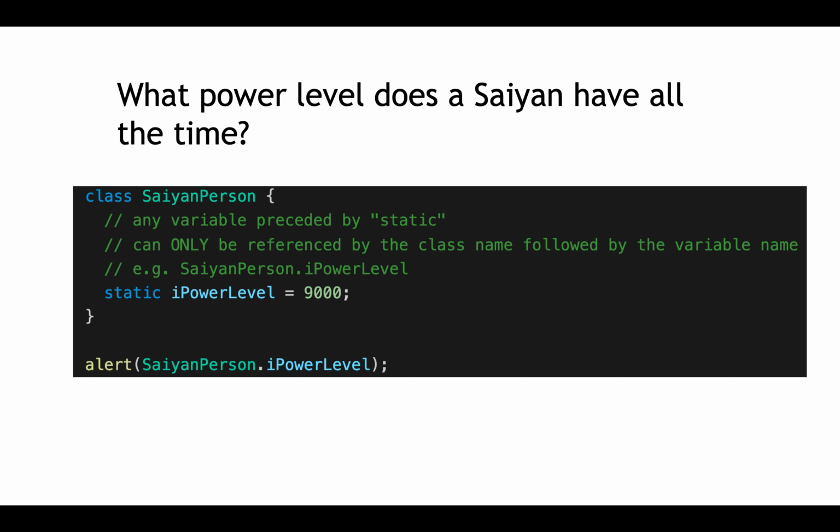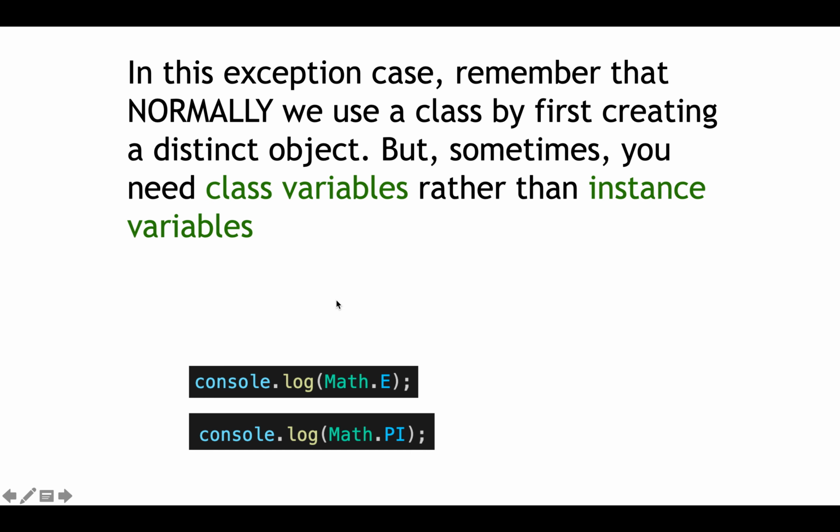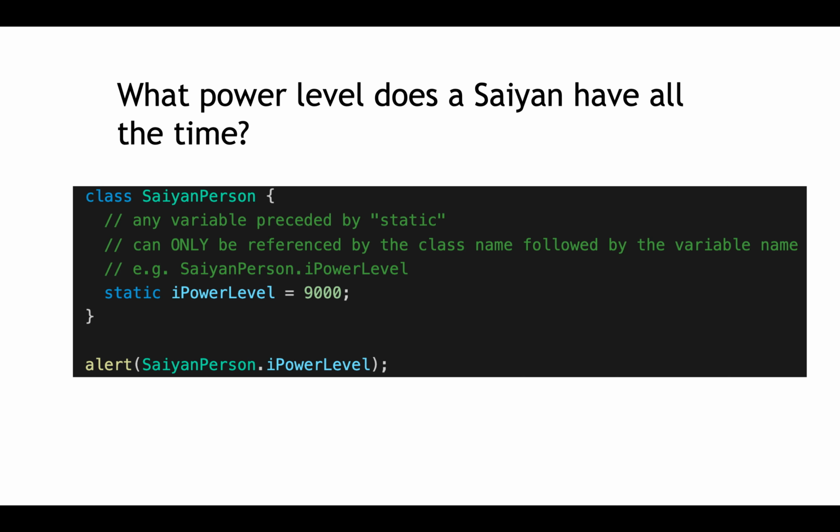It's power level 9000. So look at this code right here, class SaiyanPerson, and then because I want to access this variable or attribute, which is power level, without creating an instance of this, I put the keyword here, static powerLevel 9000, and that allows us to do the same thing that we see right here, like math.pi, except in this case we can do SaiyanPerson.powerLevel. So this becomes a permanent value that we can always access without creating an instance of the class.